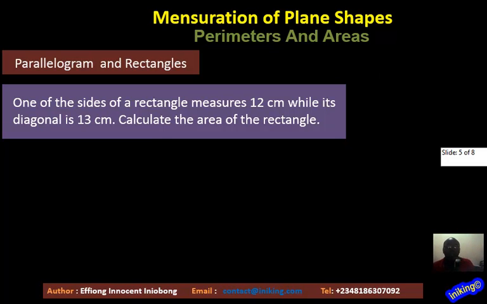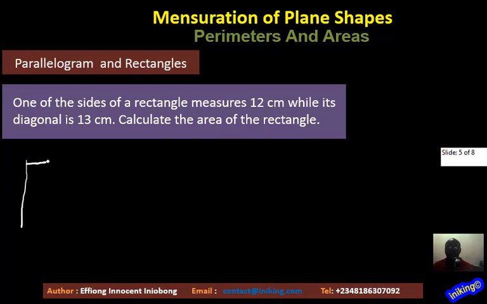So we're having more on rectangles. We're still on perimeters and areas of plane shapes. One of the sides of a rectangle measures 12 centimeters, while its diagonal is 13 centimeters. Calculate the area of the rectangle. Area of the rectangle? Well, let me quickly sketch this out.